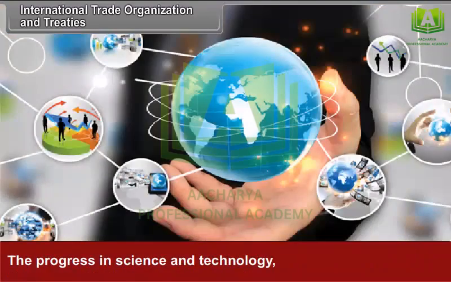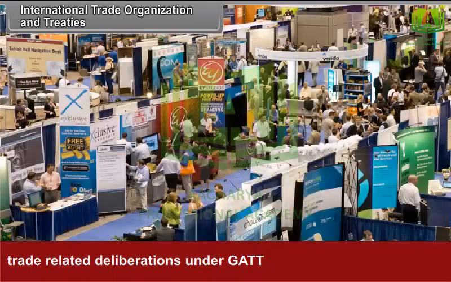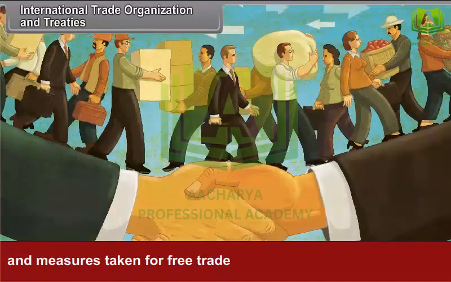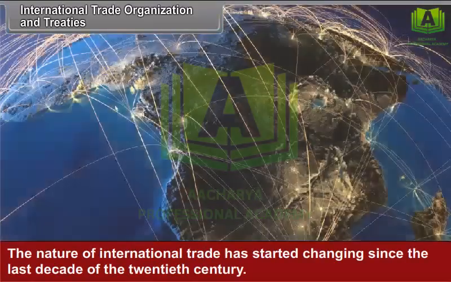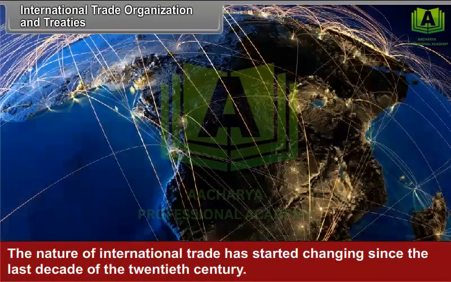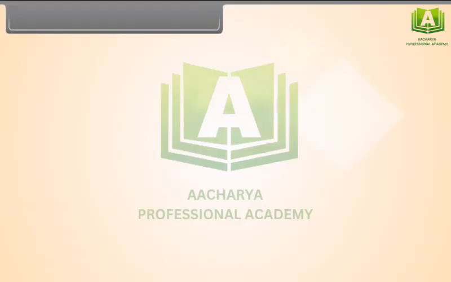Progress in science and technology, trade-related deliberations under GATT and measures taken for free trade led to the globalization of trade. The nature of international trade has started changing since the last decade of the 20th century.